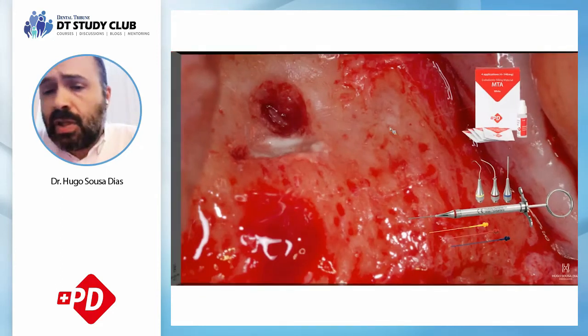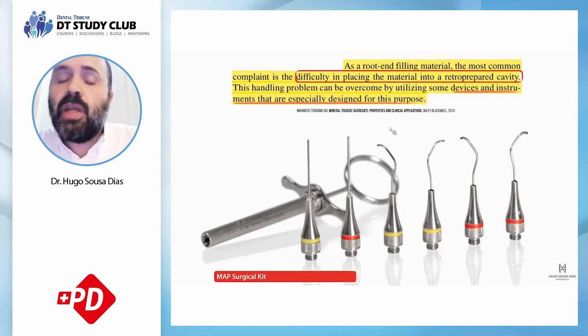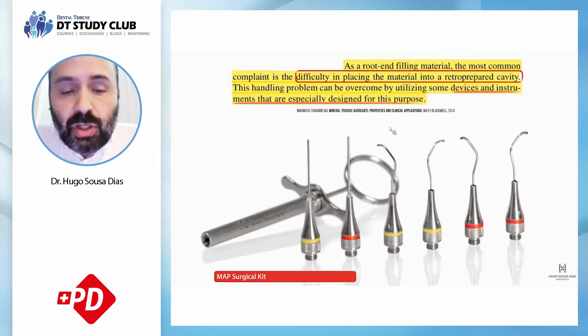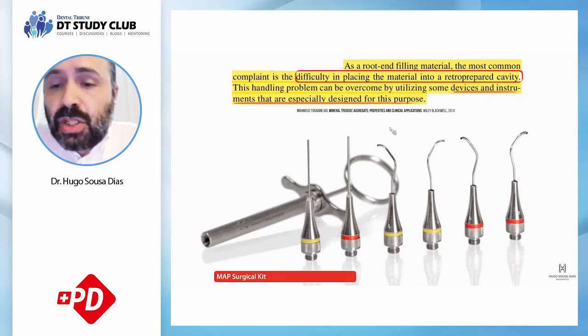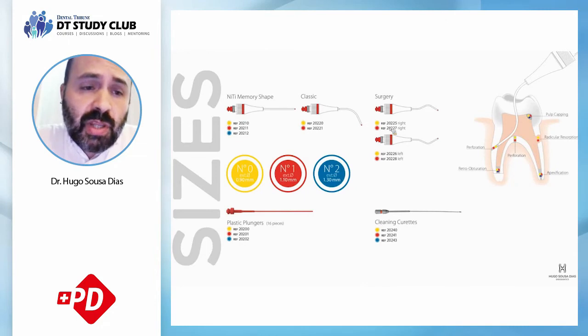Why is it important to use a delivery device? You can see it's very difficult to place the material in the retro prepared cavity. And we have in the market some devices that can help the clinician to deliver the material in a more effective way to the retro apical area. We have this surgical kit with some tips with different angulations for posterior area, with different sizes and different colors.